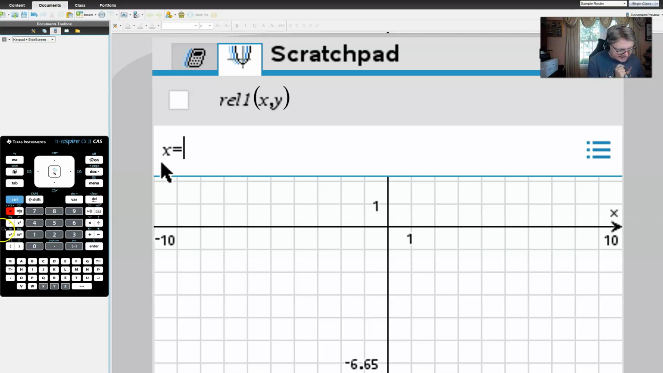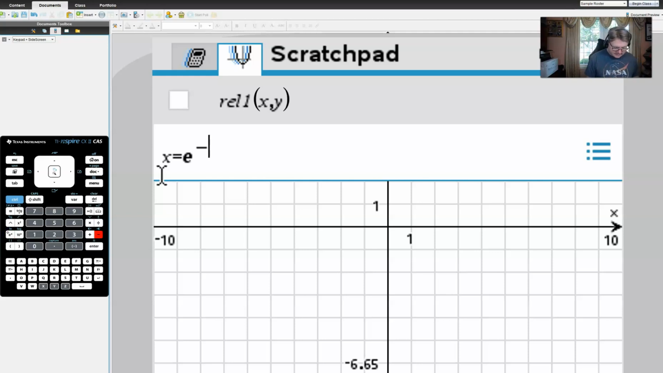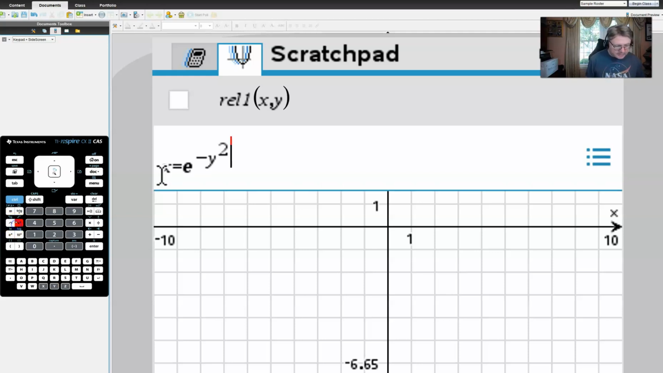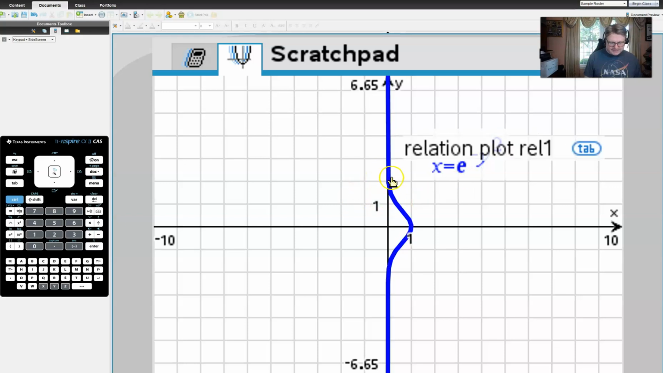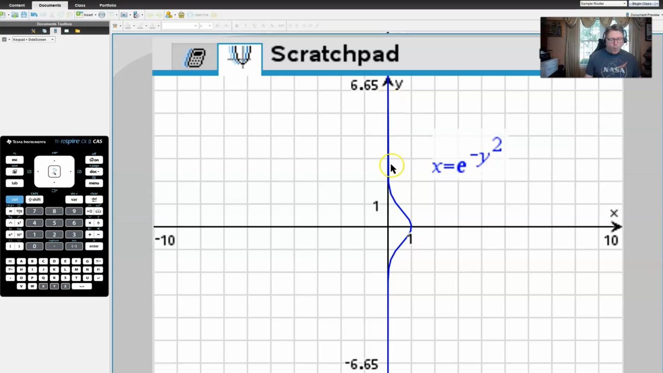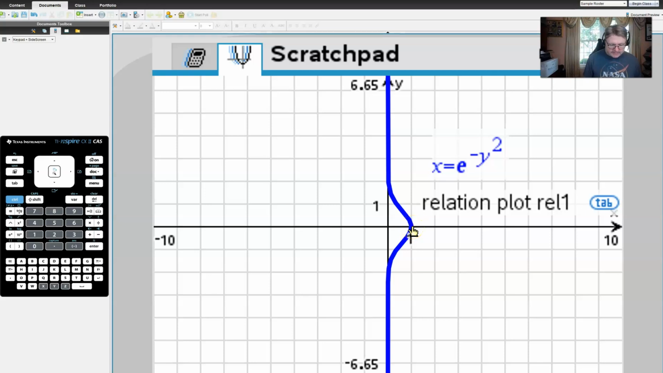x equals e to the negative y squared power. And once I hit enter, the calculator will do all of its wonderful magic and it will re-render this function that looks kind of funky, right? It looks a little interesting. It looks like the y-axis is playing the role of a vertical asymptote, and perhaps the point (0, 1) does lie on that particular graph.